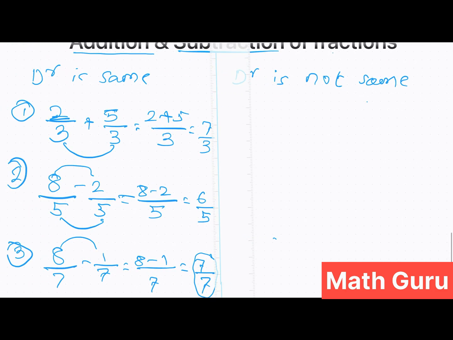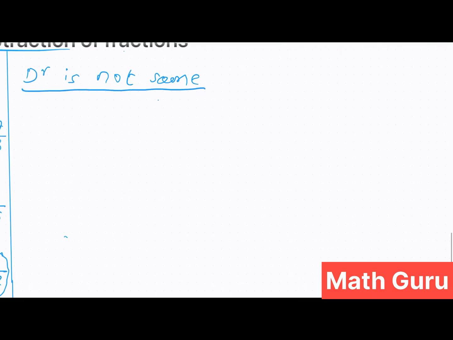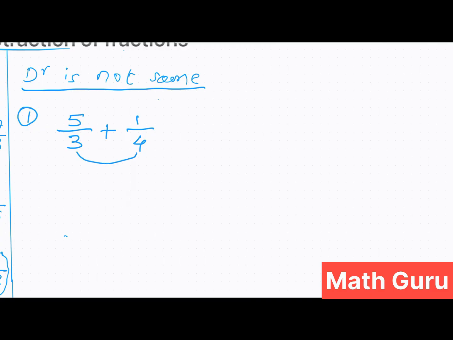Now the second part, when the denominator is not same. Okay, what you do at that time, we'll see how to solve if the denominator is not same. So in this type there are two methods by which you can solve. So first method I am telling you now, if one fraction is 5 by 3, another is 1 by 4. Denominator is different here, as you can see. At that time, what you can do, first method is cross multiplication method. Okay, so this method is cross multiplication.